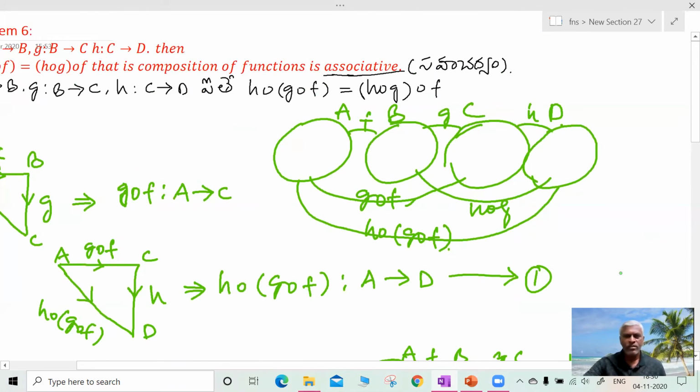So these theorems are also very important in this chapter. Prepare your notes and practice them at home.